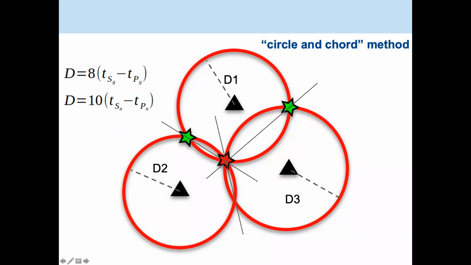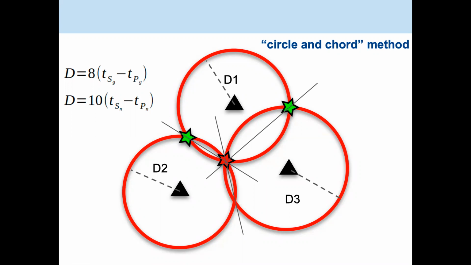Now, this is if you have 3 stations, but if you have 2 stations, suddenly you get 2 crossings, right? So you don't actually know which one is the correct one. So the more stations you have, the closer they are in space, the better constrained location we will have for the earthquake.